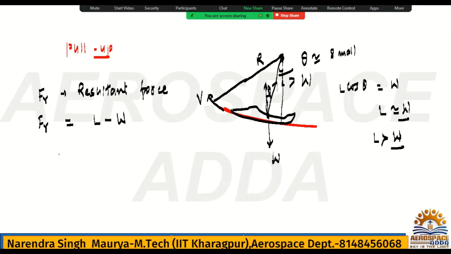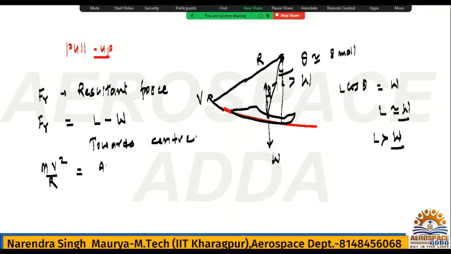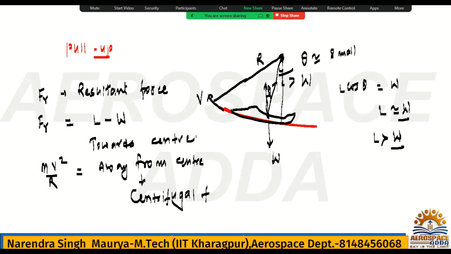Now, this force will be equal to the centrifugal force, because Fr is towards the center. Away from the center, we'll have one more force, mv square by r, which is away from center, and it is called centrifugal force.